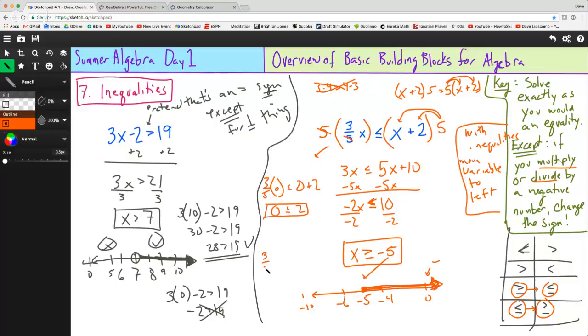Well, it's 3/5 times -10. Is that less than or equal to -10 plus 2? Well, is -6 less than or equal to -8? No, it's not. So we know that we probably have a correct graph. Okay, so that's inequalities.